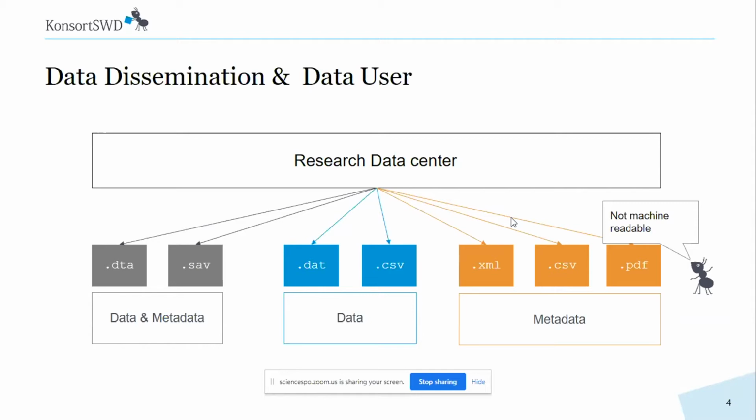For data itself, there are formats such as DTA and CSV files that are commonly used, but it doesn't make much sense to have the data alone without metadata. And for the metadata, a lot of work has been done, and a variety of metadata formats are available, such as XML, CSV, and PDF files. And there are also online metadata portals where users can browse the data catalog.